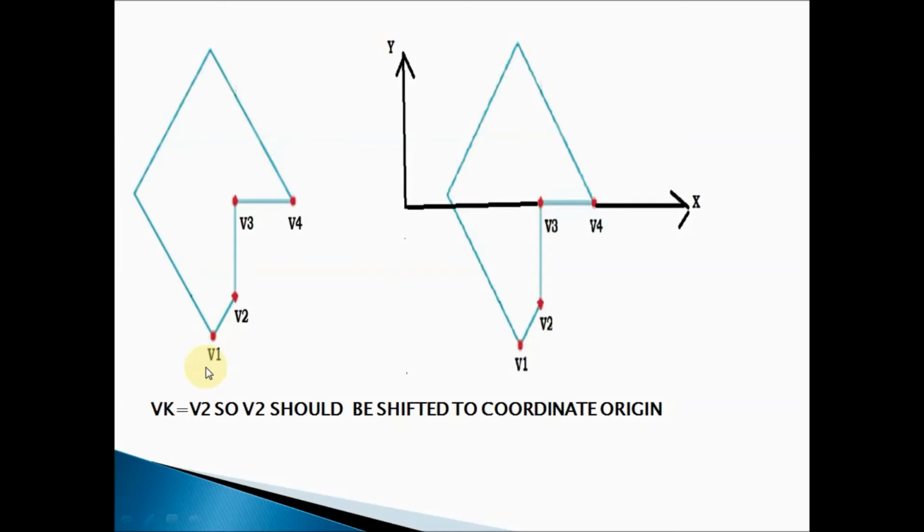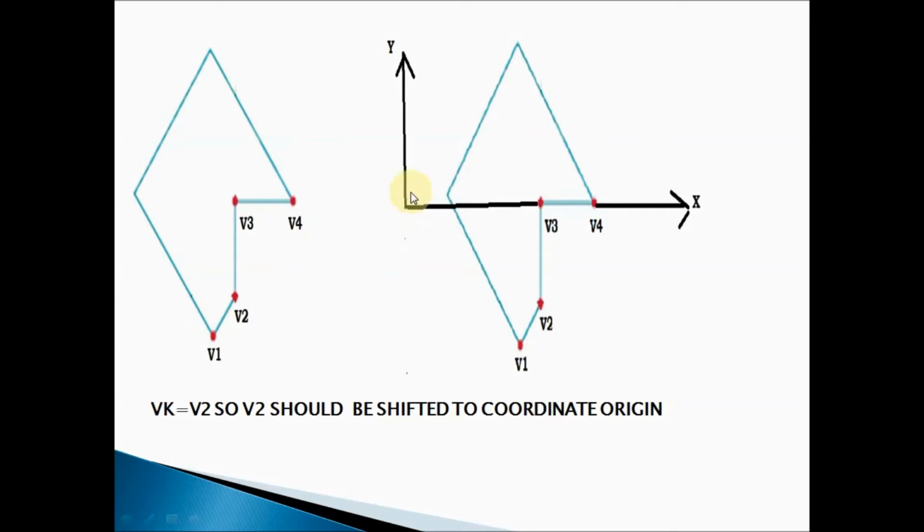Now you can ask a question here: sir, you can observe v2 is there, v1 is also there, you are shifting only v2. If I shift v2, you can observe v2 has an edge with v1, right? That's why if you shift v2, v1 will indirectly also be shifted. So in the first step, I have to shift the vertex towards the coordinate origin.